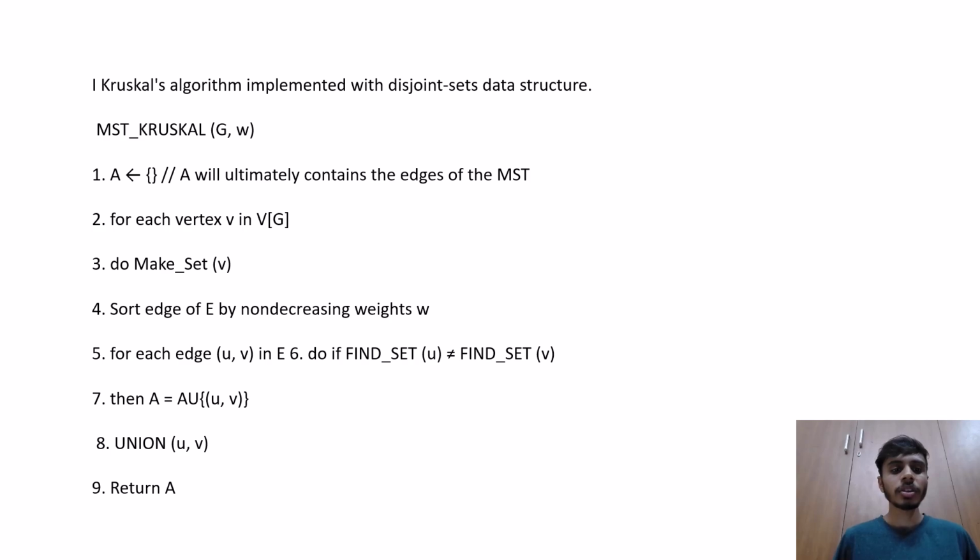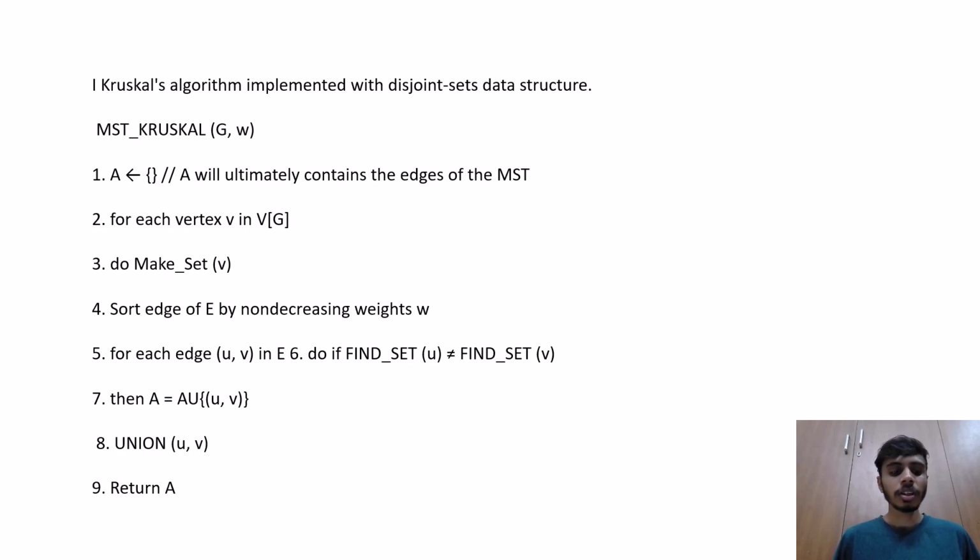Fourth, sort the edges of E by non-decreasing weight w. Fifth, for each edge (u, v) in E. Sixth, do if FIND-SET(u) is not equal to FIND-SET(v). It means check if u and v are in different sets. Seventh, then A = A ∪ {(u, v)}.